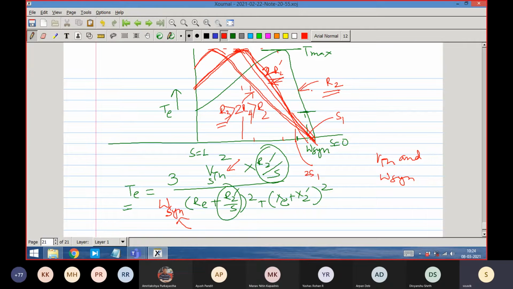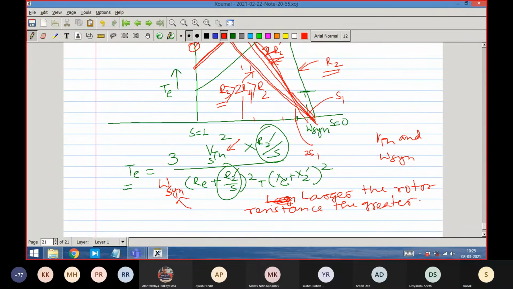Okay, so what does it mean? What does it physically mean? The physical meaning of this is that at starting you are able to produce higher torque with higher resistance. This is giving you higher starting torque. So the larger the rotor resistance, the greater is the starting torque.